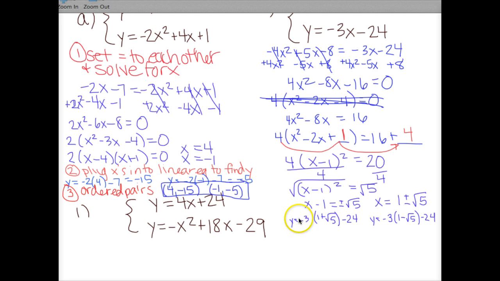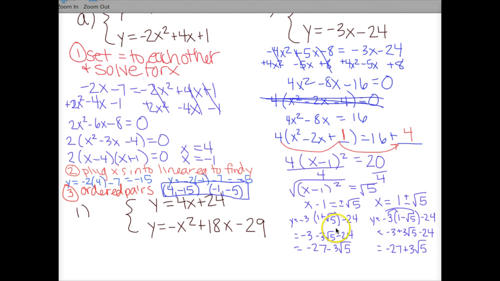So then obviously I would distribute here, so negative 3 minus 3 radical 5 minus 24, which gives me negative 27 minus 3 radical 5. Over here, when I distribute, I get negative 3 plus 3 radical 5 minus 24. And when I combine those, I get negative 27 plus 3 radical 5.